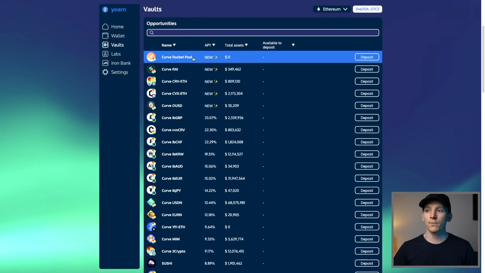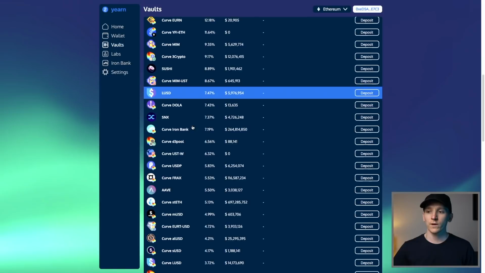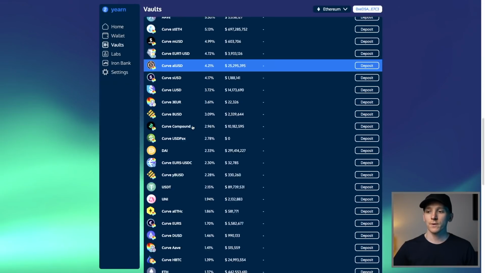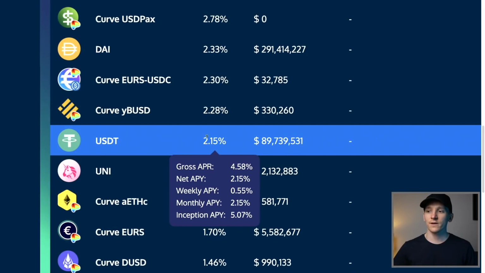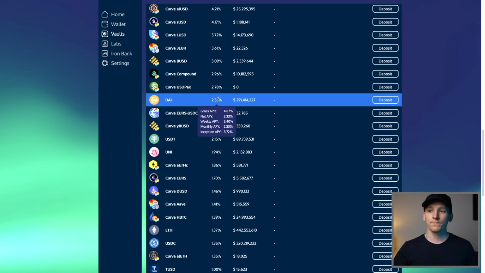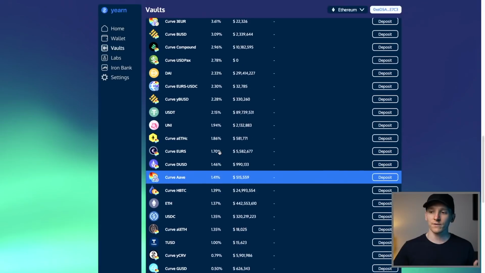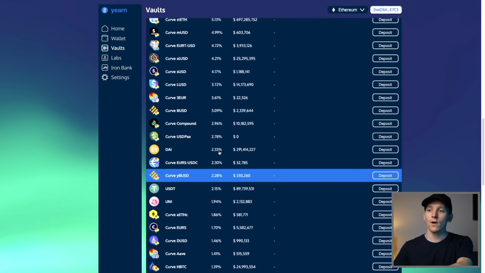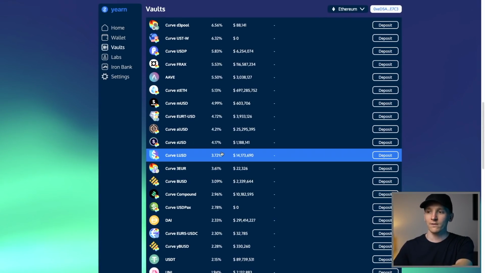So the Curve Rocket pool right here is essentially that ETH 2.0 strategy. You can see it's brand new in here and it's got no assets for right now. But if we go down to some stable coins, you should be able to see US dollar Tether, you can get 2.15% yield. So not amazing. You can see the gross yield right here, about 4.5% for that strategy. So you can go down, and obviously stable coins and stablecoin liquidity pools have no impermanent loss, so that's really good. Other ones may do, and so you have to factor this in, but you can go and see all of the different pools and what they're yielding at that time.